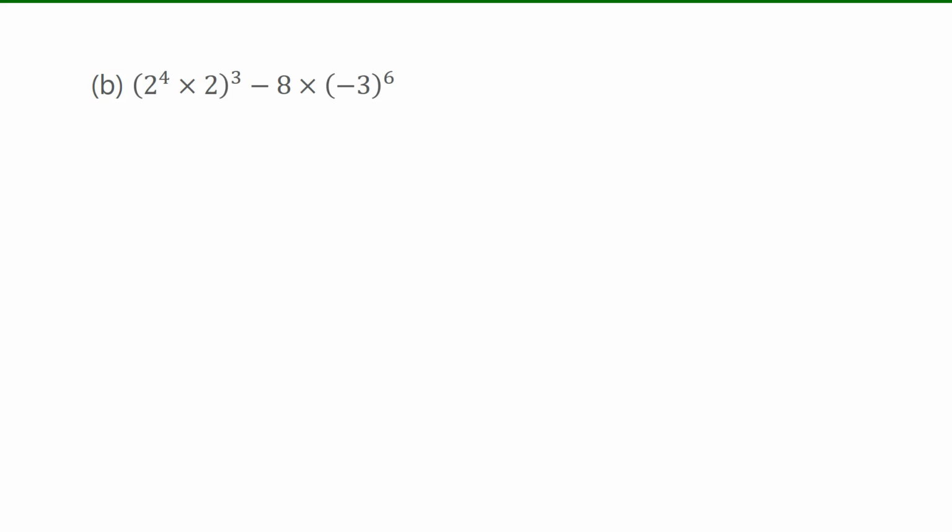B, again, this can be done a couple of ways. I'm going to start by simplifying the brackets, keeping in mind that the 2 has an exponent of 1. So adding those exponents together, I get 2 to the 5, all cubed, minus 8 times negative 3 to the 6. Now I'll do the power rule and multiply 5 and 3 together.